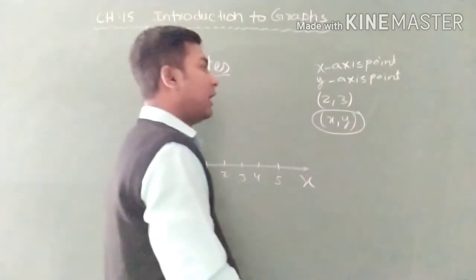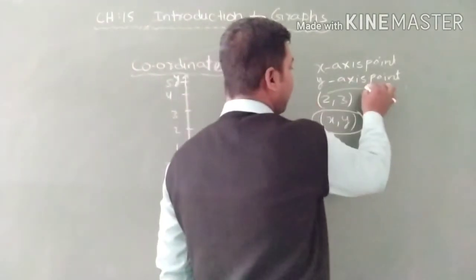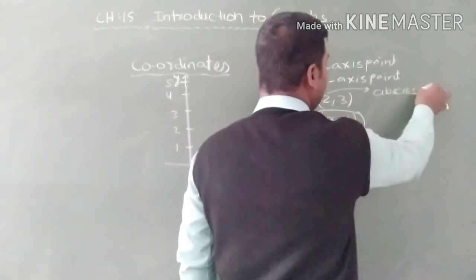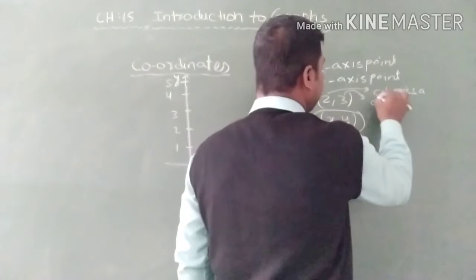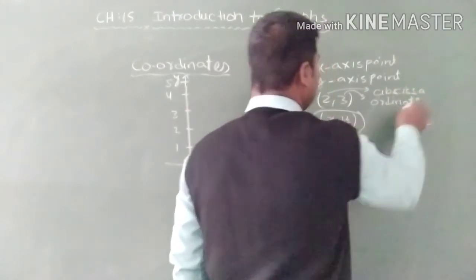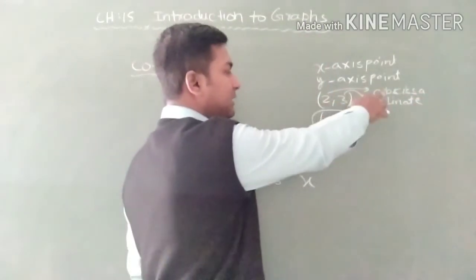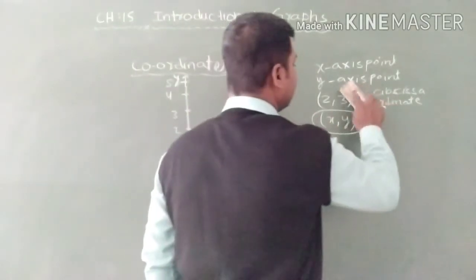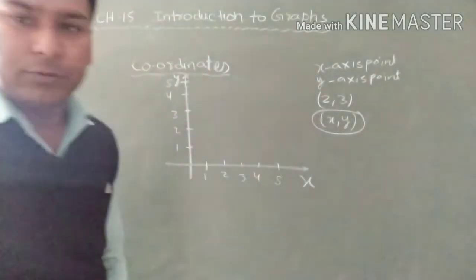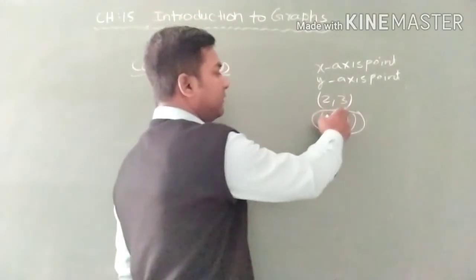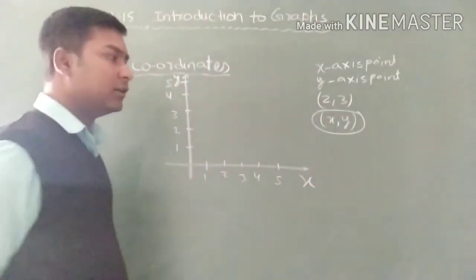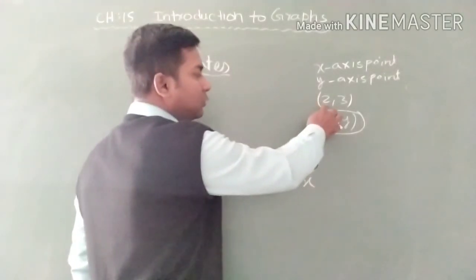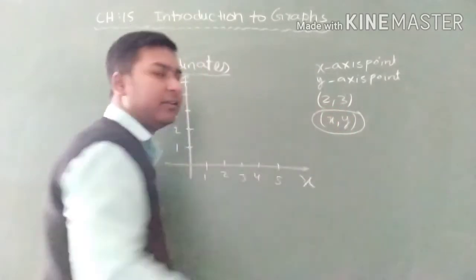Okay. So this 2 is known as abscissa, and 3 is known as ordinate. Okay. The x part is known as abscissa and the y part is known as ordinate. Let's suppose we have to denote (2, 3) on the graph paper. So how can we denote it? (2, 3). So 2 is the point on the x-axis and 3 is the point on the y-axis.